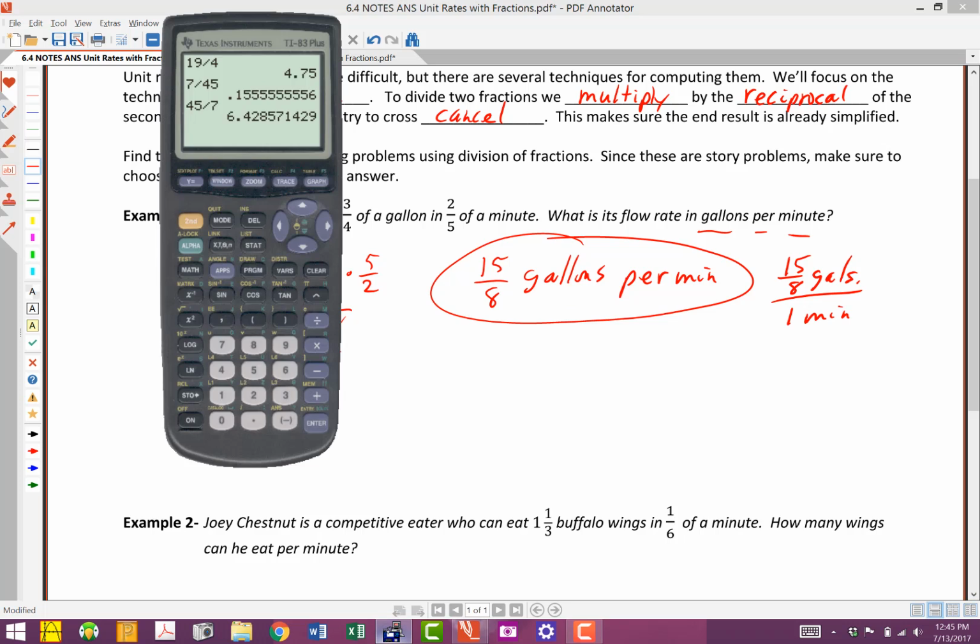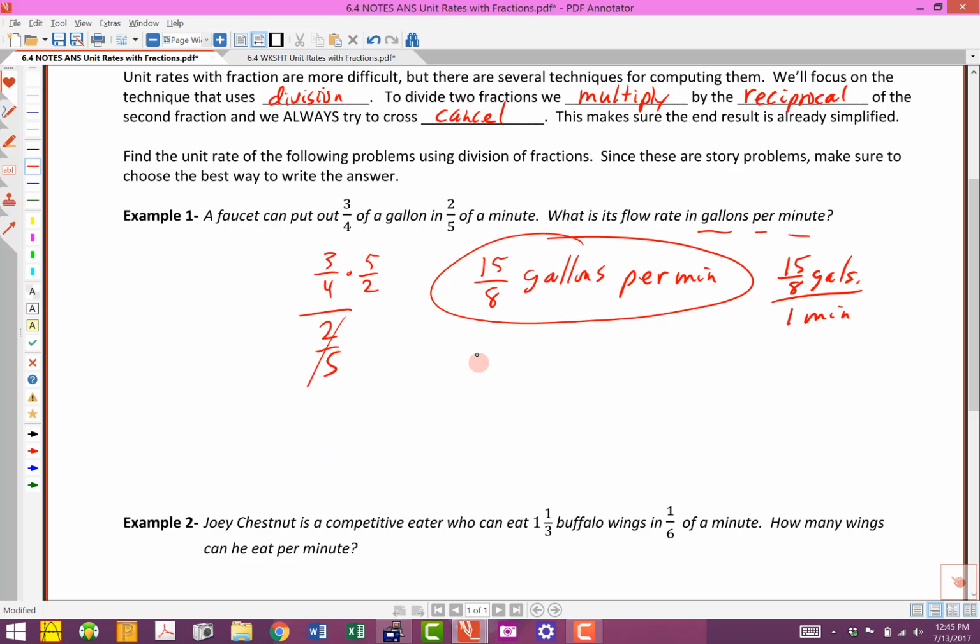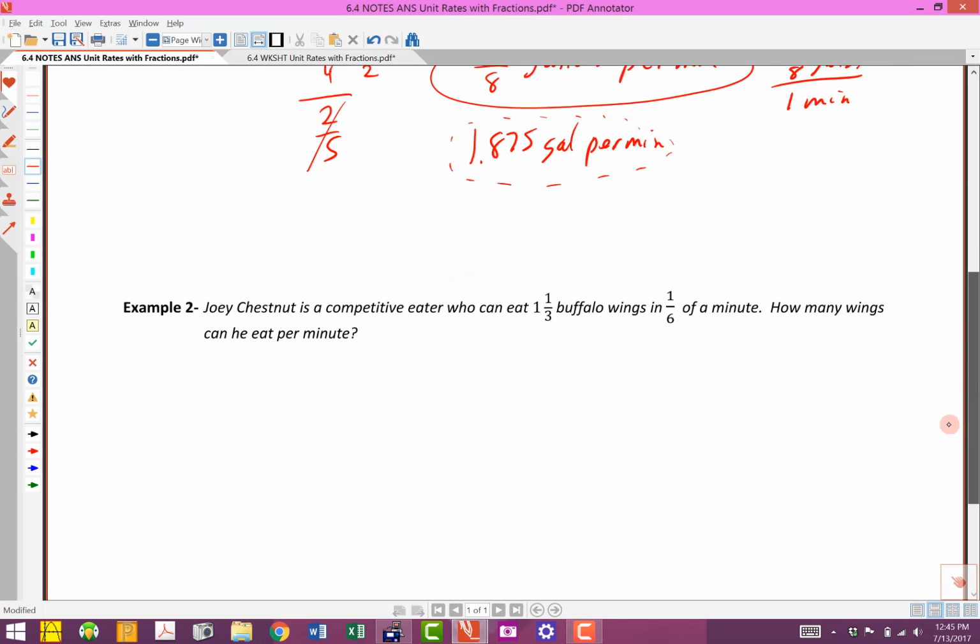If you wanted to, you could grab your calculator and figure out what 15/8 is. Or maybe you already know that number should look kind of familiar if you were into memorizing those common rational numbers. We could say 1.875 gallons per minute. Okay, so anything like that would be just fine. The key here is to know how to carry out this division or figure out this unit rate when we're dealing with fractions. So let's take a look at the next example, and this is a great one.